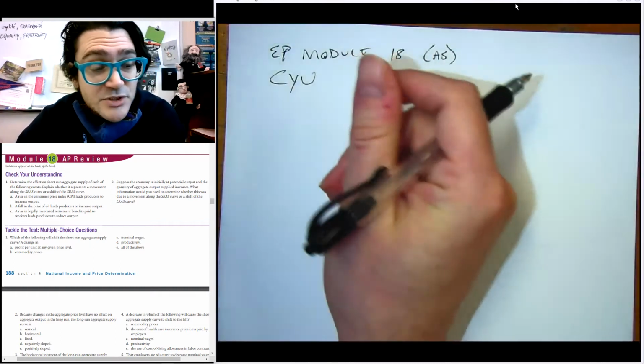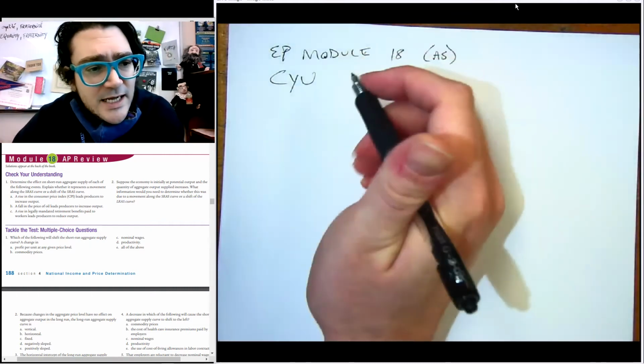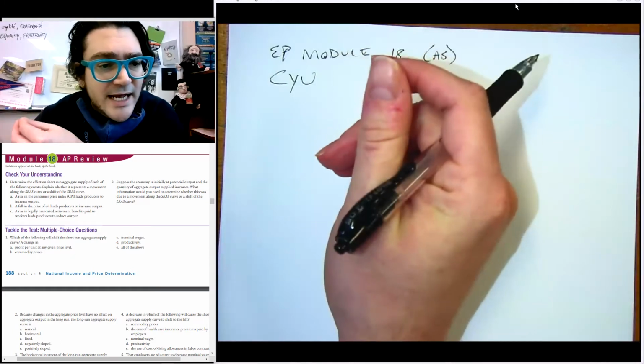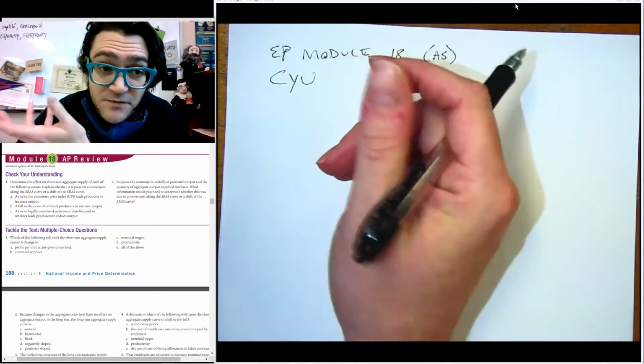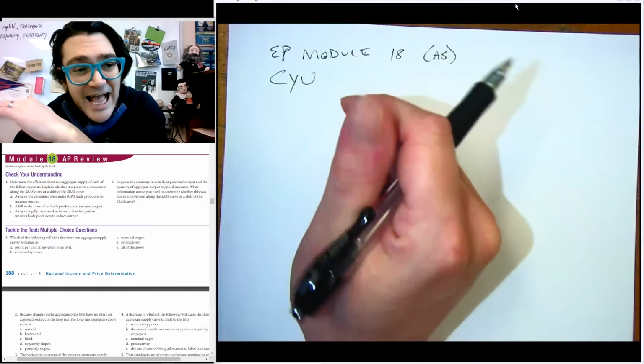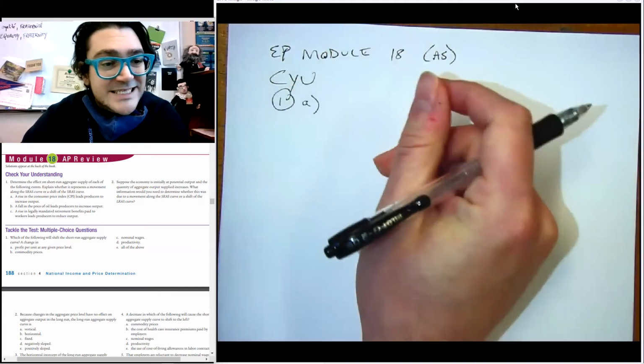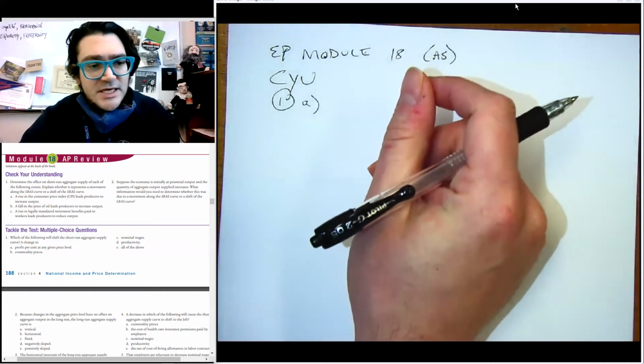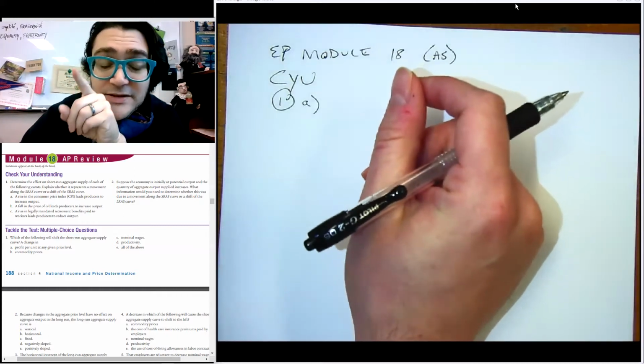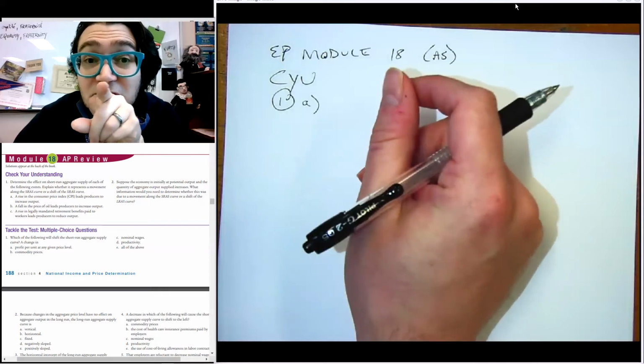So number one, check your understanding. This is very similar to the last one. Determine the effect on short run aggregate supply of each of the following. Explain whether it's a shift or a movement along, a slide along the curve. So number one, A says a rise in the CPI leads producers to increase output. Now, a rise in the CPI, the consumer price index, is inflation, right?